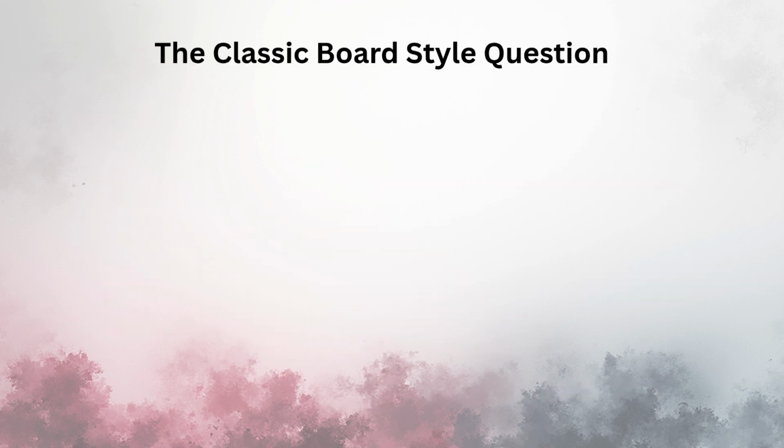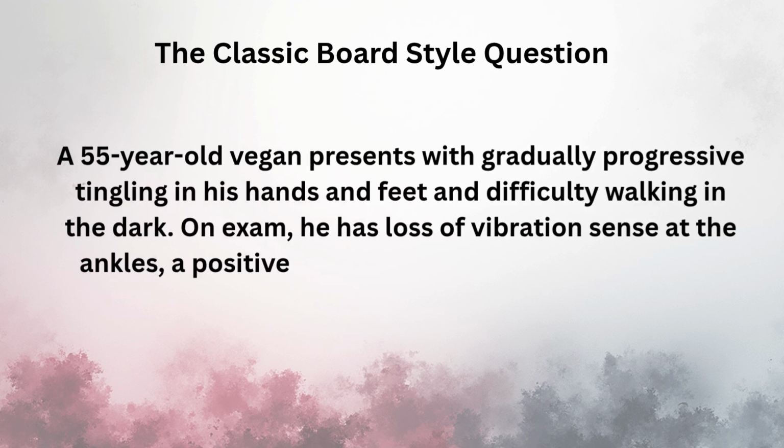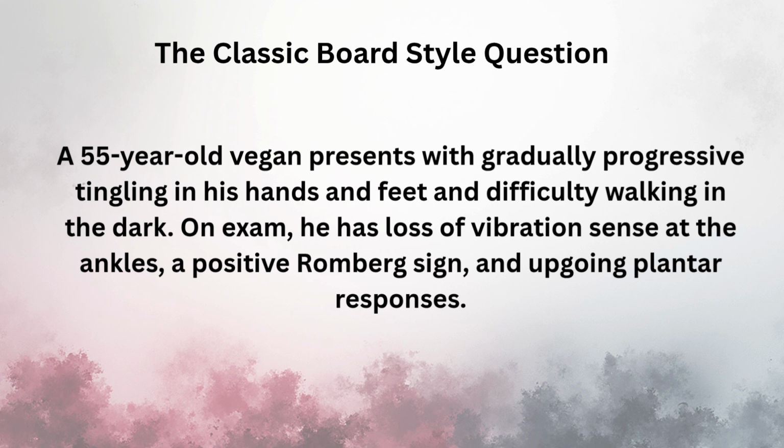Now it's time to revise the concept by solving a typical board-style question. A 55-year-old vegan presents with gradually progressive tingling in his hands and feet, and difficulty walking in the dark. On exam, he has loss of vibration sense at the ankles, a positive Romberg sign, and upgoing plantar responses. This is subacute combined cord degeneration.